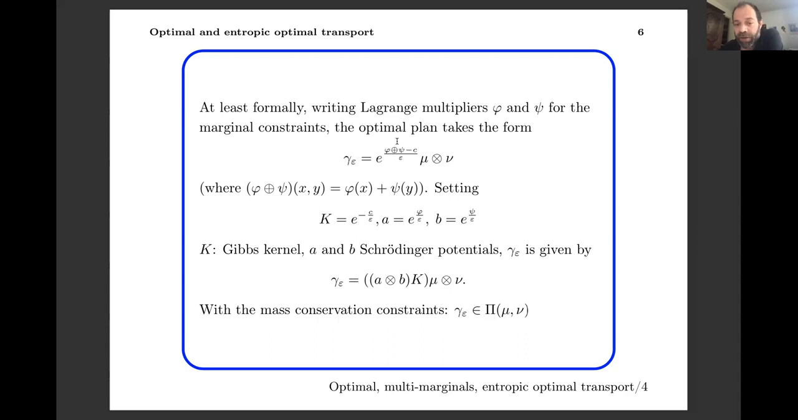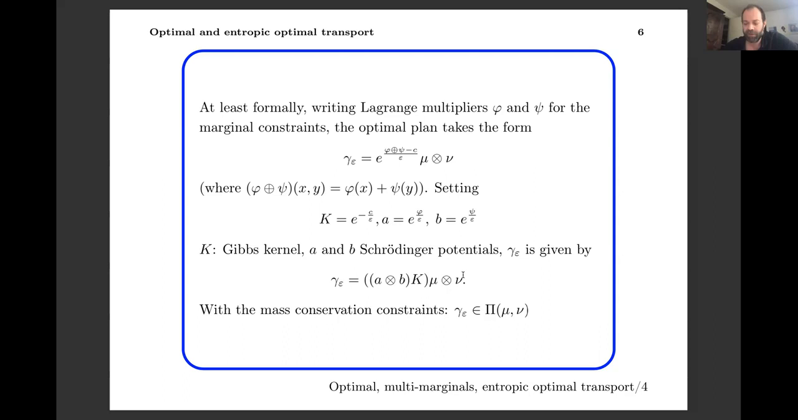So if you define the kernel k as being e to the minus c over epsilon, you change variables a and b, the Lagrange multipliers, so you write them in exponential form as well. Now, solving the entropic optimal transport amounts to finding potentials so that this plan has marginals mu and nu. Okay, so this becomes just a set of two equations. You can forget that it comes from optimization.